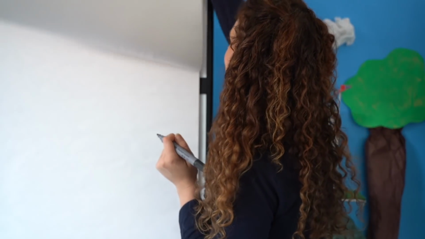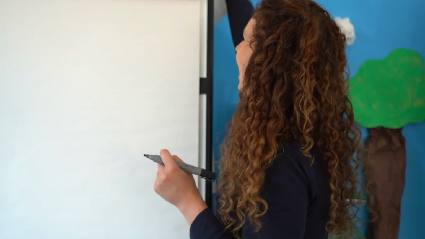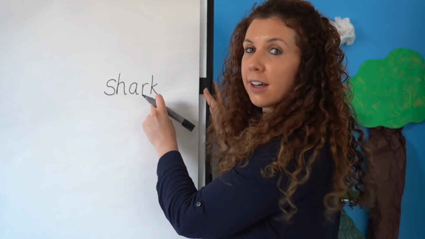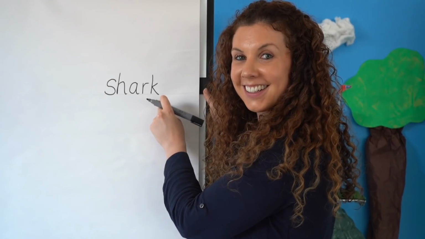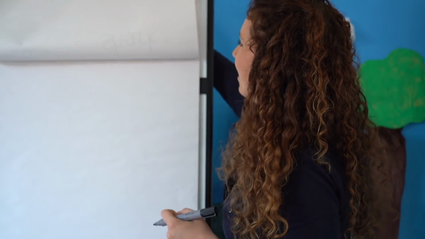Okay, I'm going to hide the word. It's time for you to have a go. Say the word. Say the sounds. Write them down. Okay, let's check our spelling. Show me your spelling. Okay. Sh, ar, k, shark. Did you get it right? Wonderful. Now, let's try a tricky word.